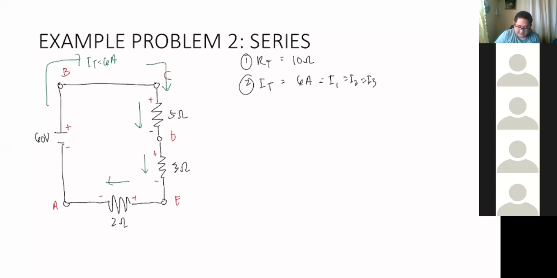Then, anong makukuha natin kasunod? Meron tayong I1, I2, I3. Pwede natin kunin yung mga voltage drop. Ano yung V1 natin? V2 and V3. So, V1 natin is 30. Okay. Next, V2. 18. Okay. Next is 12. Okay. So, check natin.